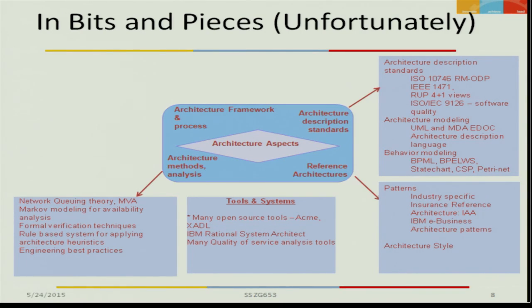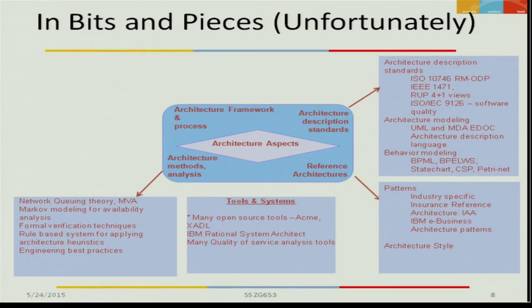Different architecture styles have been proposed. There are various tools that exist today, many open source tools to describe architecture, like Acme, xADL. These are all open source university tools. Not many people in the industry use them. IBM's Rational System Architect is a popular commercial tool. Many quality of service analysis tools exist in bits and pieces. Then architecture methods and analysis tools. These have also been in existence for a long time.